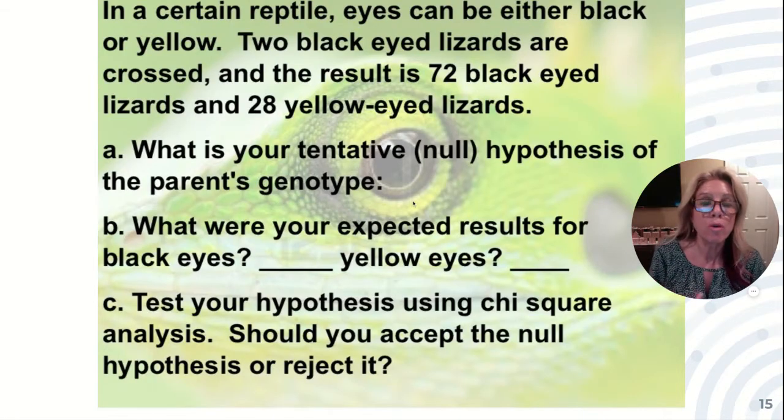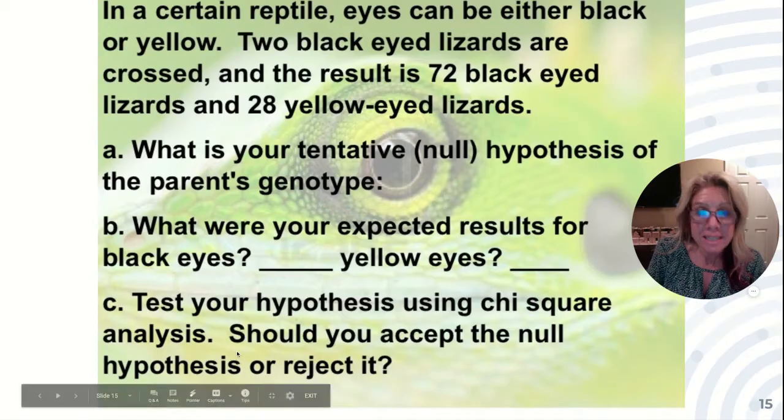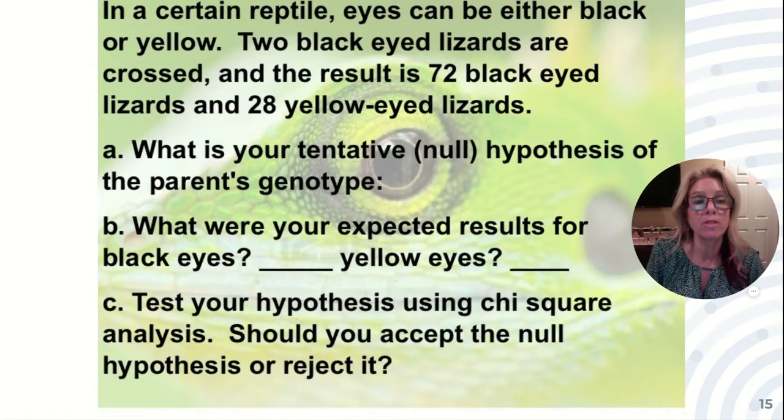So what is your null hypothesis? How do you think this is inherited? What are your expected results? What did you think you would get based on your null hypothesis for black and yellow eyes? And then test it with your chi-square. I encourage you to pause this video right now and try this on your own. I will certainly give you the answer, but try to do this on your own. Okay, all right, I'm going to start talking about the answers now.